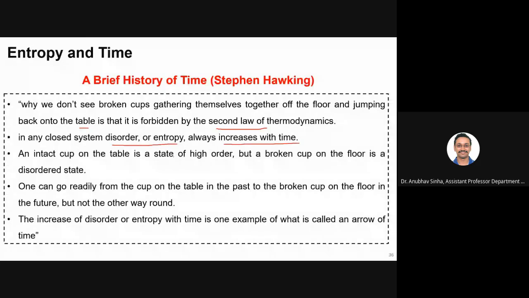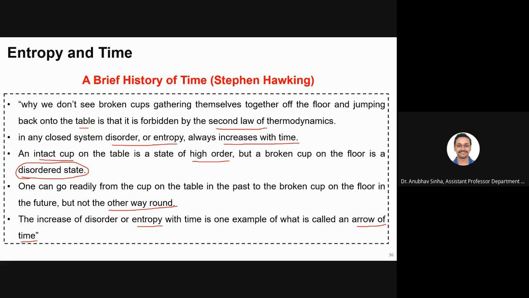So an intact cup is a high order state, but a broken cup is a disordered state. So this has more entropy. And one can readily go in a direction where entropy is increasing, but not the other way around. You cannot join the cup parts and make a full cup naturally. So basically what he concludes is that entropy will give you the arrow of time. It will tell you the direction in which natural processes proceed.